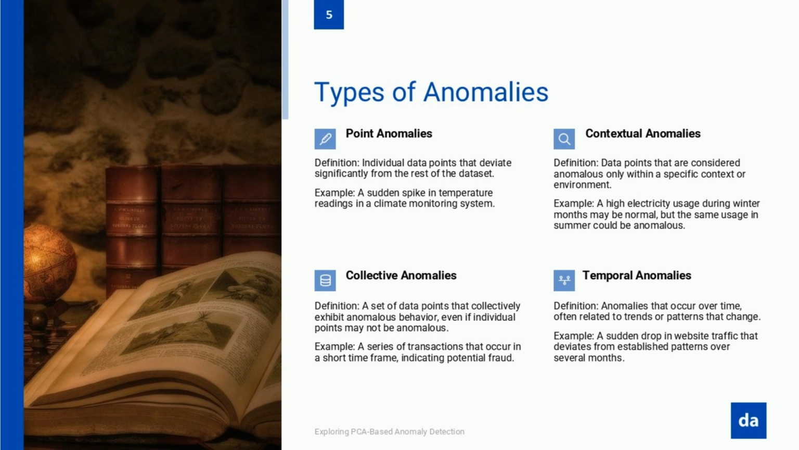Next up are collective anomalies, where a group of data points collectively form an abnormal pattern, even if individual points don't look unusual on their own. A classic example is a series of rapid transactions on a credit card. Each transaction might be within a normal spending range, but together they indicate potential fraud.